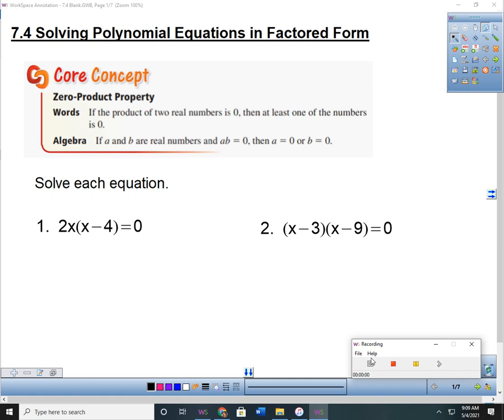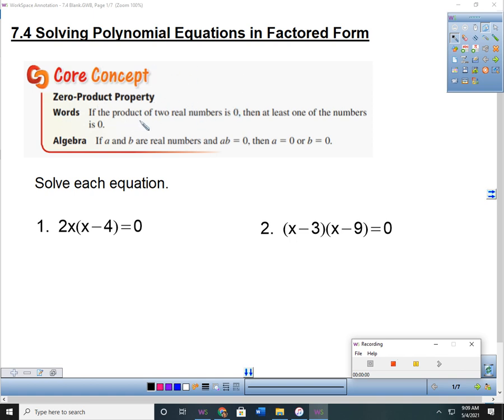We'll be talking about solving polynomial equations that are already in factored form, okay? So they've already been factored out. Remember, when we multiply something, that means we're putting something together, right? Factored kind of means that you're taking it apart, all right? The zero product property is really important, especially when you move into Algebra 2.